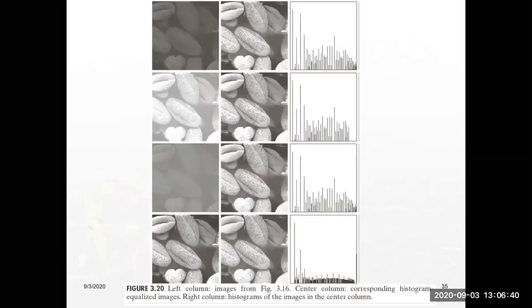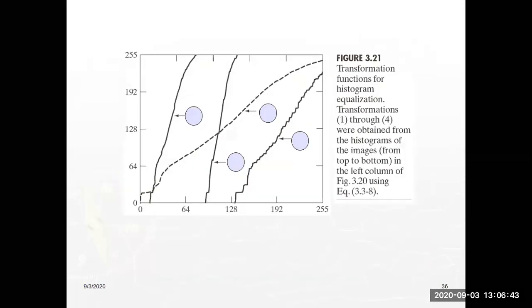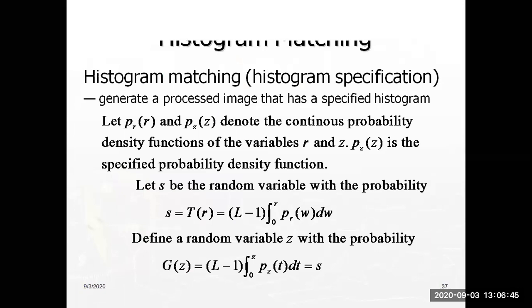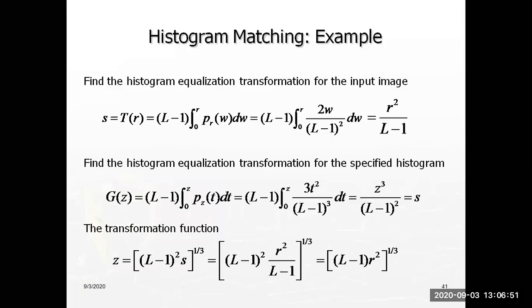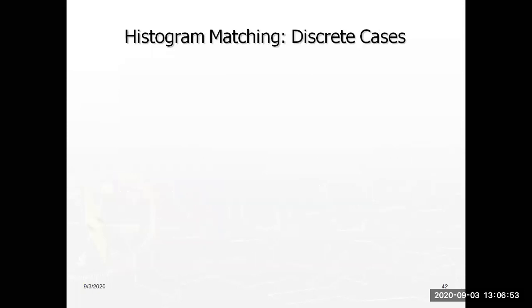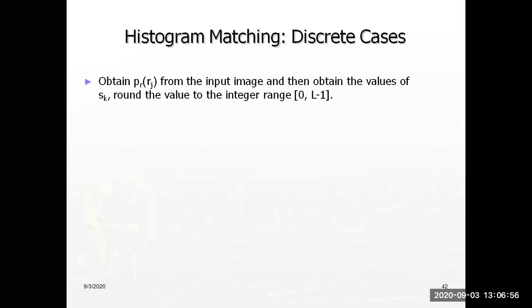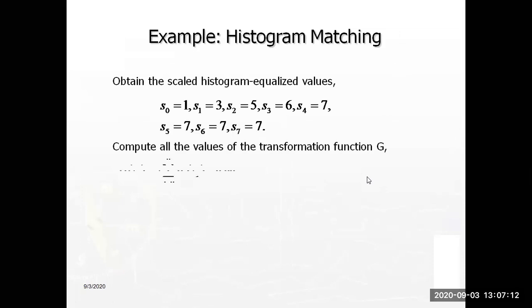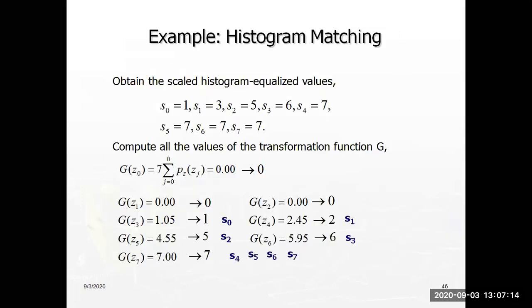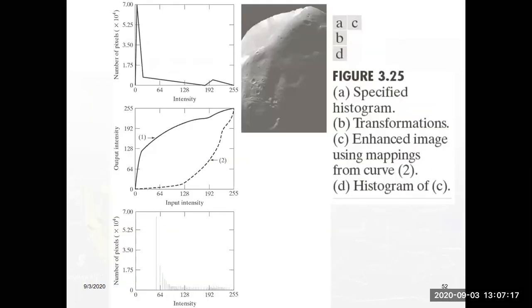Equalizing means we are forming a transfer function. But in the case of histogram matching, we are specifying a particular histogram of our required histogram, so we can transfer the original image histogram into our required specified image histogram. The input image histogram is first equalized, and after equalizing, we specify the required one. That is the basic difference between histogram matching and histogram equalization. We have learned this previously.